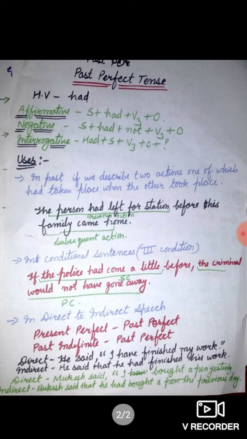The person had left for station. It is the previous action and it is described in past perfect tense. And the other incident which took place is written in simple past tense, which is called subsequent action. Now the second use and very important use of past perfect tense is in conditional sentences.